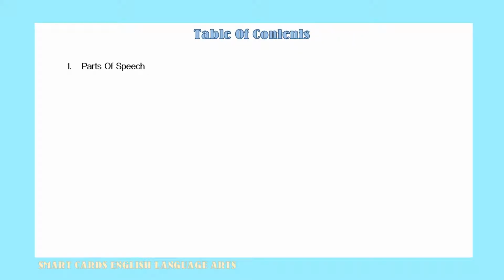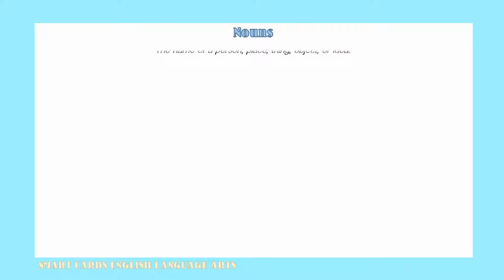The parts of speech that will be covered in this tutorial are nouns, pronouns, adjectives, verbs, adverbs, and conjunctions. Let's start with nouns. A noun is the name of a person, place, thing, object, or idea. There are 4 types of nouns.